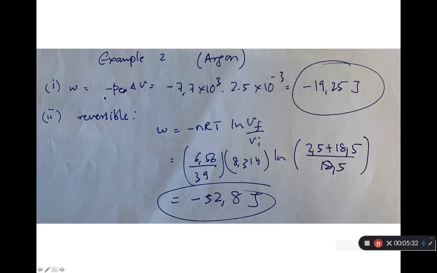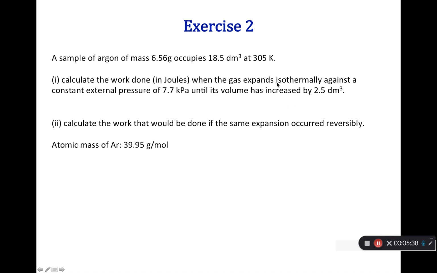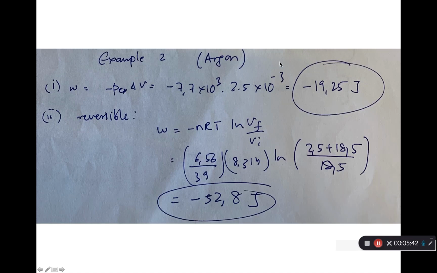Work against a constant external pressure is equal to the external pressure multiplied by the change in volume. And the problem says volume has increased by 2.5 decimeter cubed. So delta V is 2.5 times 10 to the power minus 3 meter cubed, multiplied by the external pressure with a negative sign. So this is about 20 joules. The work done by the gas is minus 20 joules.